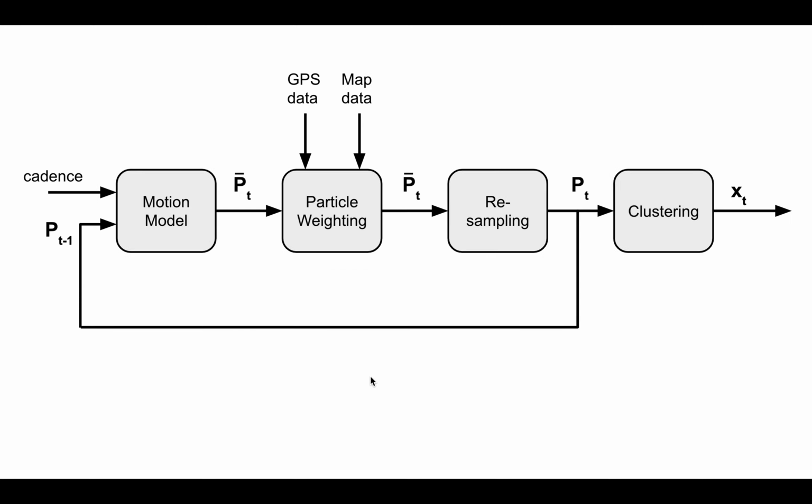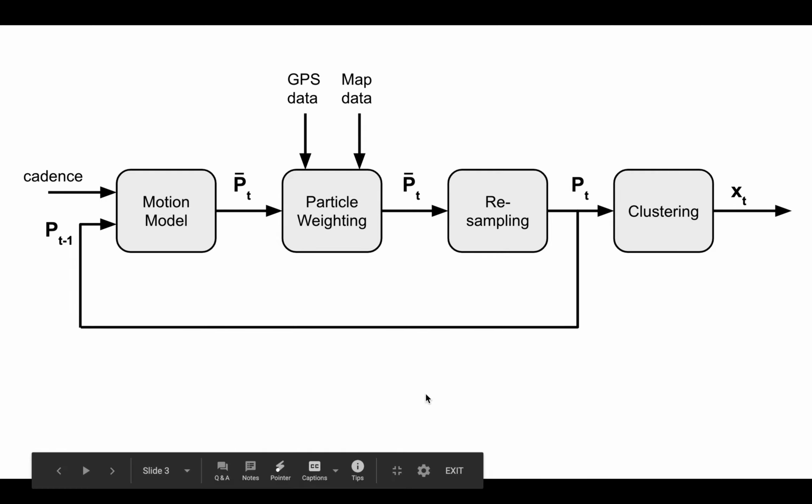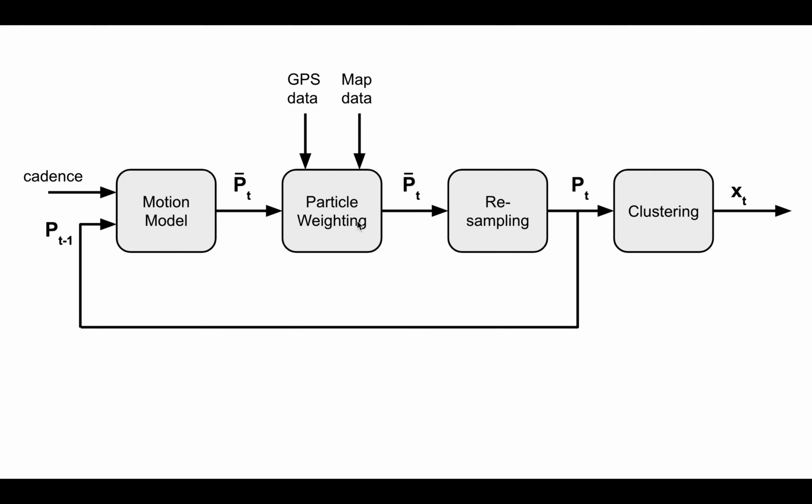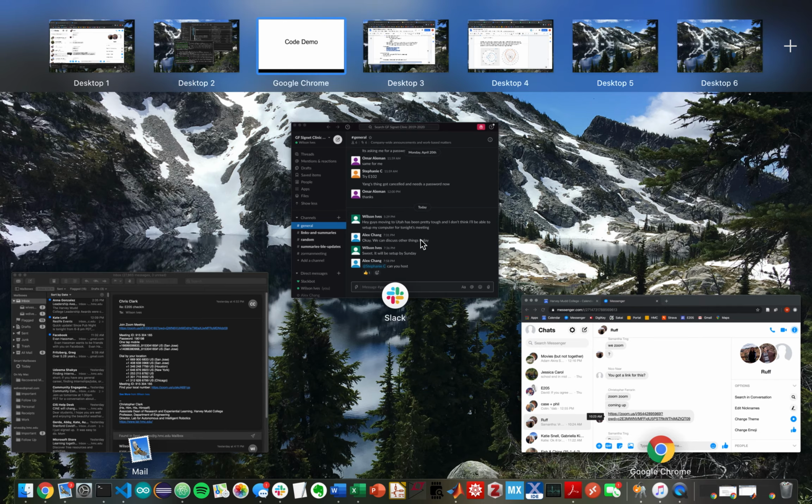This is zooming in on the particle filter itself. The general structure is exactly the same as we used in Lab 4. The main difference is that the particle weighting block uses both measurements, from the GPS data, as well as information about a known map, and both of those are used to weight the particles. I'll also be using the cadence, steps per second or steps per minute, that the watch measures to inform my motion model, basically how far I expect the walker or runner to have moved in any given time step. Now I'll move on to a quick code demonstration.